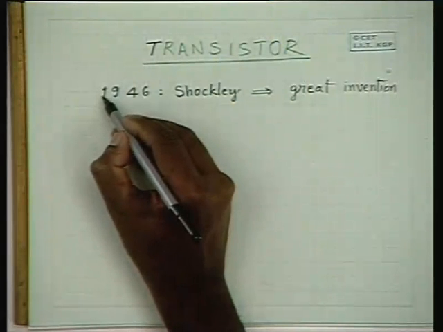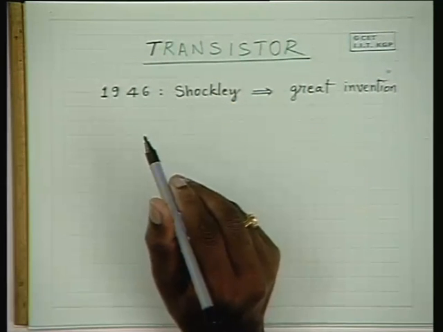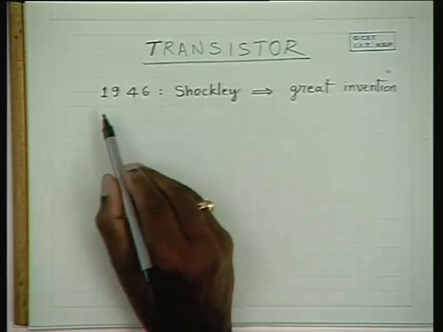It has revolutionized the field of electronics, and because of which it paved a way for the integrated circuits which are available now. Now millions of transistors can be integrated onto a small semiconductor chip, and we have computers like the Pentium machines and digital signal processors available today. So this is one of the greatest inventions which have revolutionized the field of electronics.